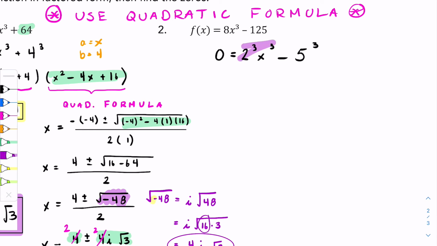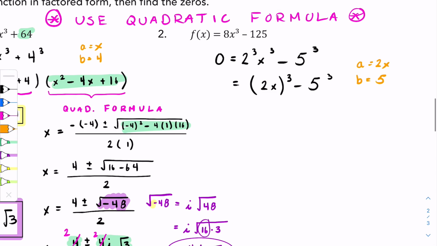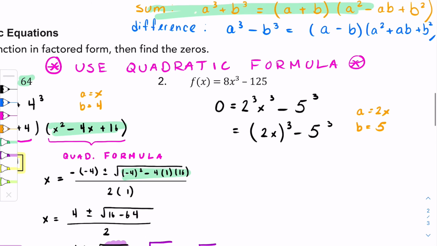And then I'm going to take this expression and I'm going to use my exponent properties to rewrite this as, in parentheses, 2x cubed minus 5 cubed. My a value is 2x, my b value is 5. Remember, both of those numbers are positive, and this time we're going to be looking at the difference of cubes formula.